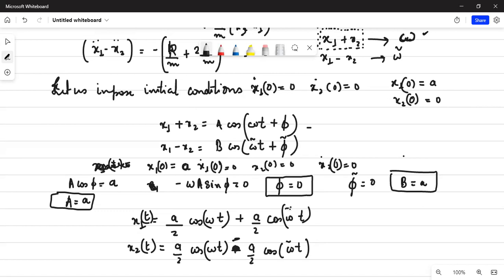And if I write cos c minus cos d, that would be sin of (c plus d)/2 and sin of (c minus d)/2. Is that clear?